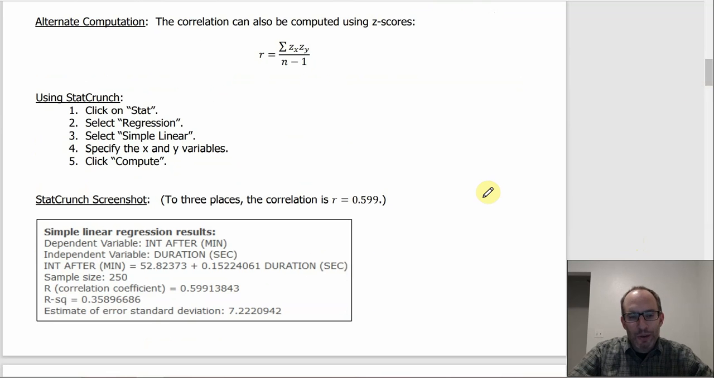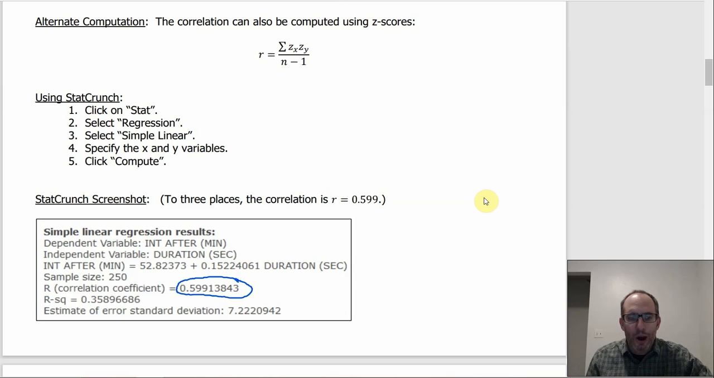So the menu you want is stat, and then if you go to regression and simple linear, and then just specify what your x and y variables are supposed to be. If you're just trying to get correlation, it doesn't matter which one's the x and which one's the y. But if you're going to do some of the other stuff, like get the equation of a regression line that we're going to talk about later, then you do want to specify the correct x and y. And it just shows up right here. So R correlation coefficient, and there it is. So like I put in parentheses to 3 places, that's 0.599.